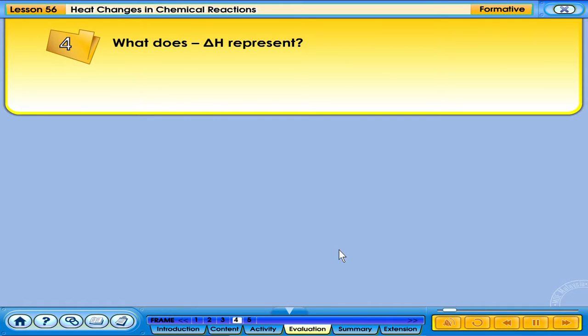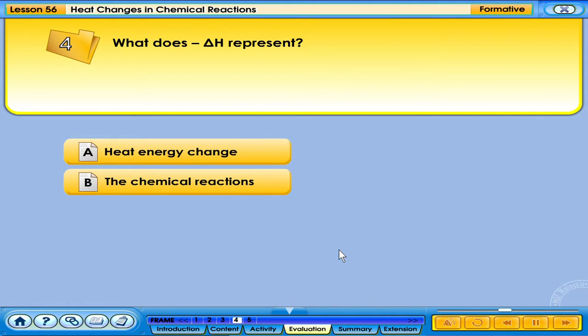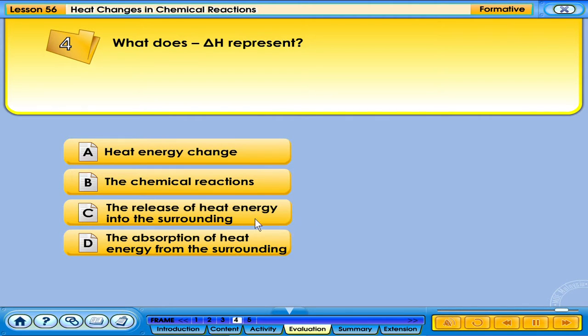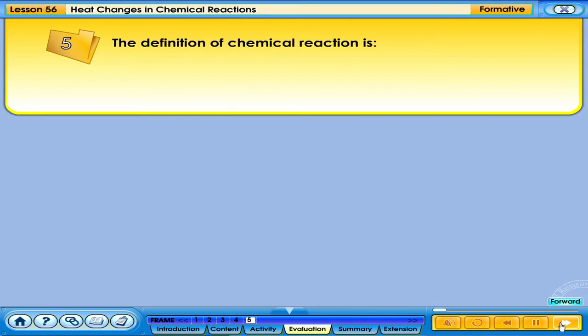4. What does negative delta H represent? A. Heat energy change. B. The chemical reactions. C. The release of heat energy into the surrounding. D. The absorption of heat energy from the surroundings. Your answer is correct.